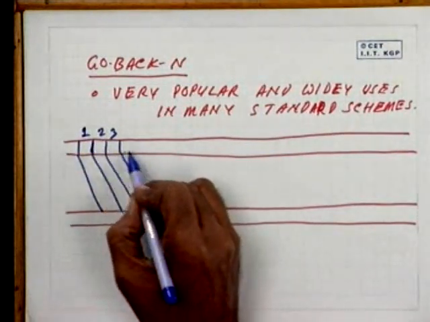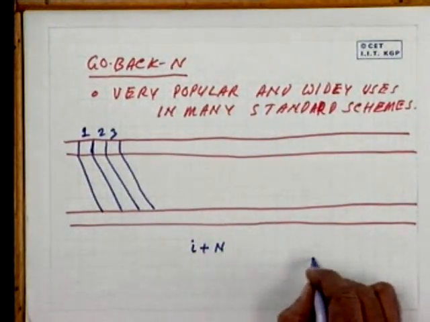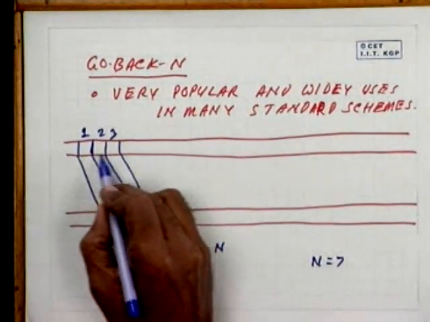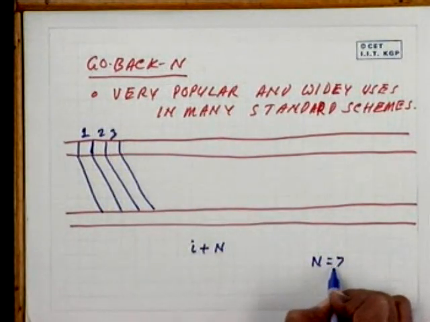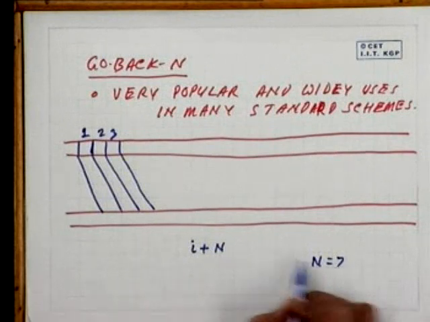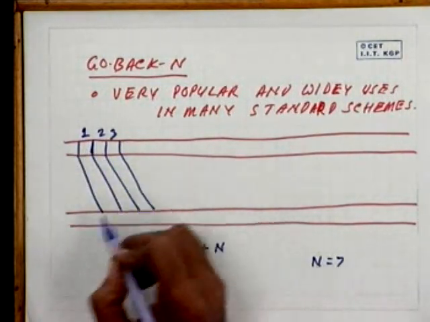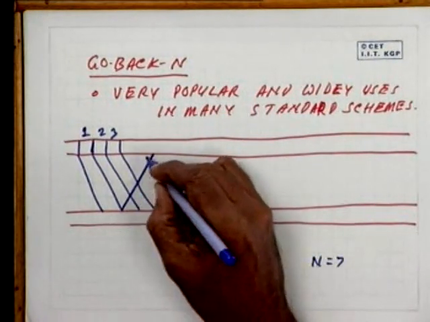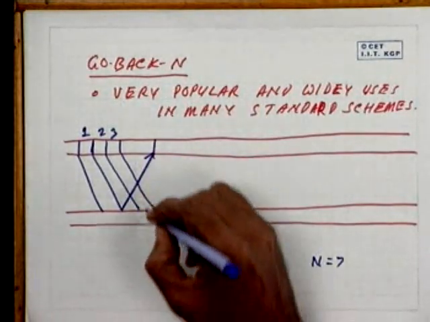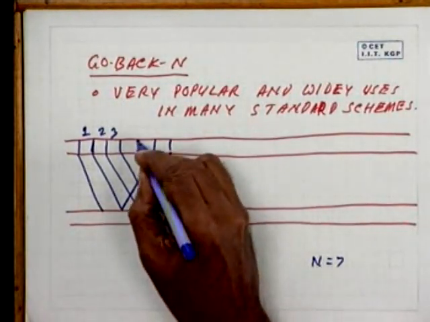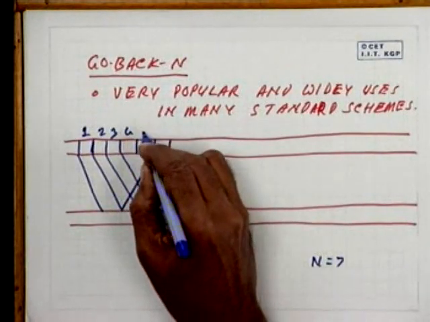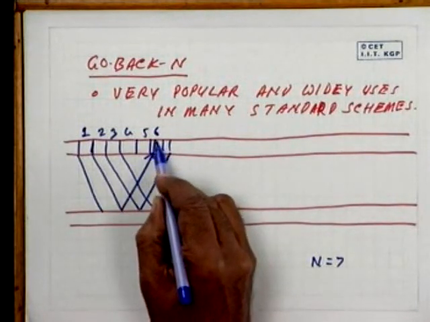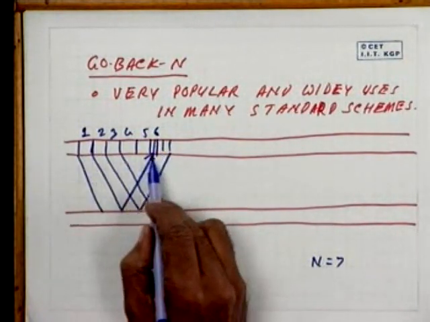So assuming that the value of n is equal to 7, it will keep on sending frames, up to 7 frames after 1, before receiving an acknowledgement. But in this case, as you can see, the acknowledgement is received here for frame number 1. For frame number 2, the acknowledgement is received here. So this is 4, 5, 6. By the time the acknowledgement is received for frame number 1, 5 frames have already been sent.